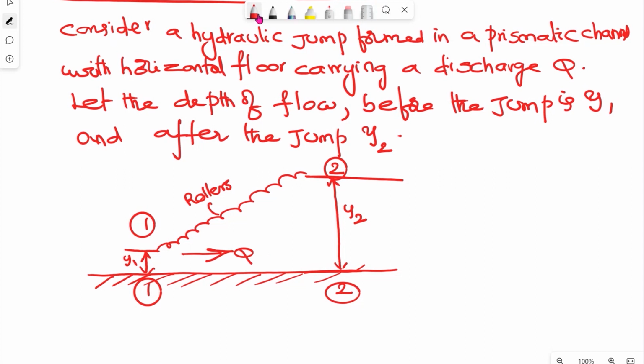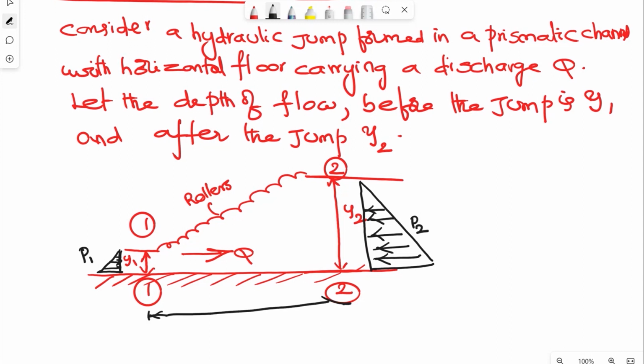Now, if I take the pressure distribution at this place, naturally hydrostatic pressure distribution is triangular. Similarly, if you take the pressure distribution here, this is how the pressure distribution looks. This is P1, this is P2, the pressure distribution, right? Next, from here to here, we call it the length of jump.